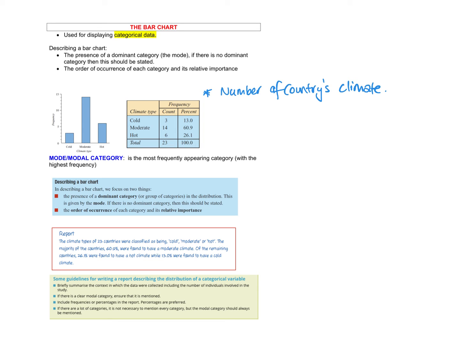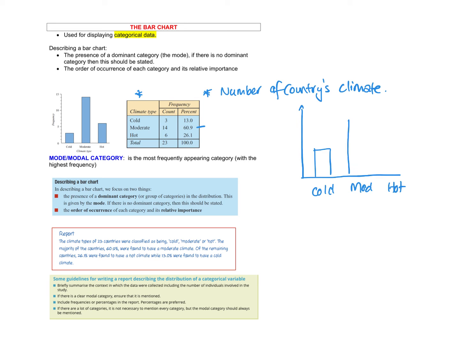So you can see here in the frequency table, I can see that moderate was the modal, the most popular. But once we do it in a bar chart, we actually have the categories along the bottom. So here you might have cold, moderate and hot.